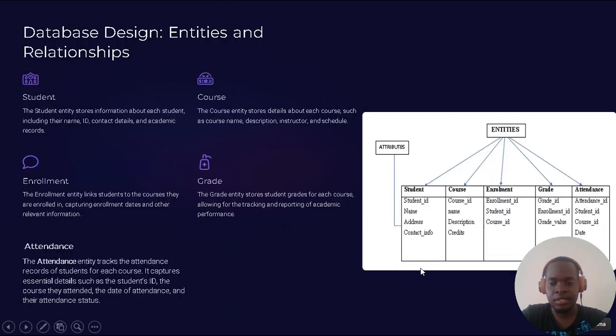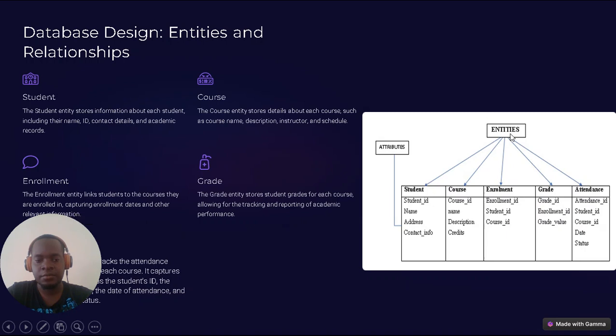So in the database design, you shall have the entities and relationships, and also the attributes. Our entities are student, course, enrollment, grade, and attendance. The student entity will store information about each student, including their name, ID, and contact address. The course entity stores the course name, description, instructor, and enrollment rules. The enrollment entity links students to the courses they are enrolled in. The grade entity stores student grades for each course, and the attendance entity tracks the attendance records of students.